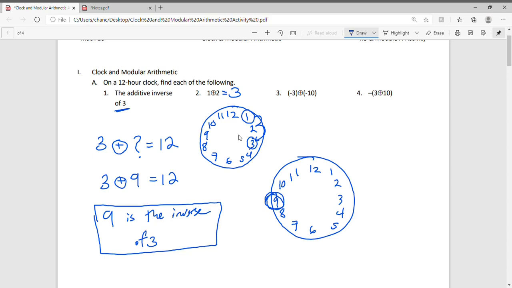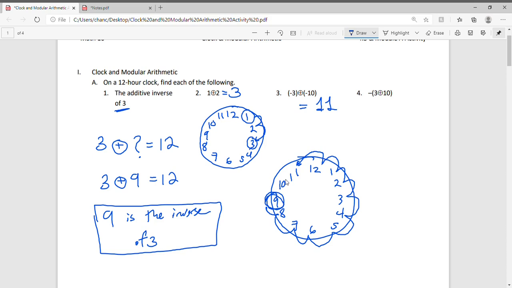And then we're going to add negative 10 to that, which means we're going to go counterclockwise 10 times. So starting from 9, we're going to go counterclockwise 10 times. 1, 2, 3, 4, 5, 6, 7, 8, 9, 10. So negative 3 plus negative 10 in clock arithmetic is 11.